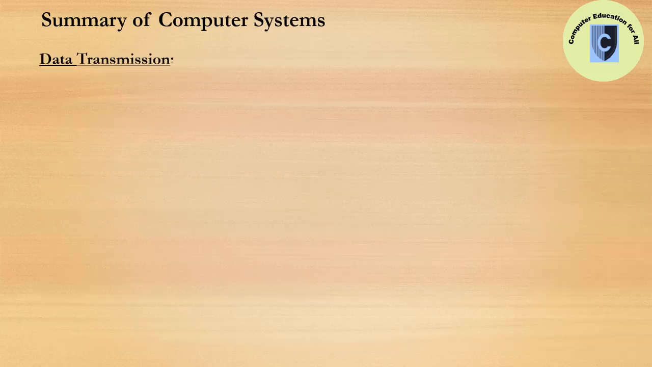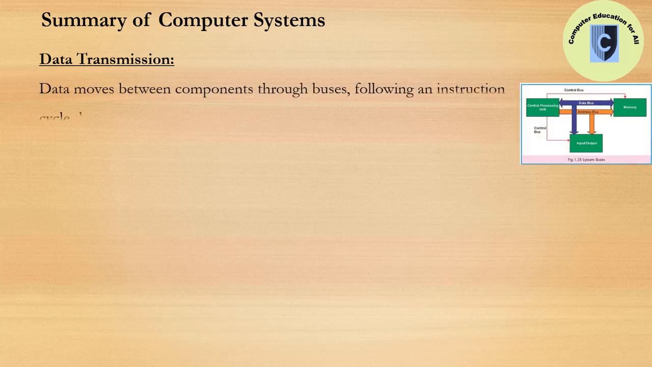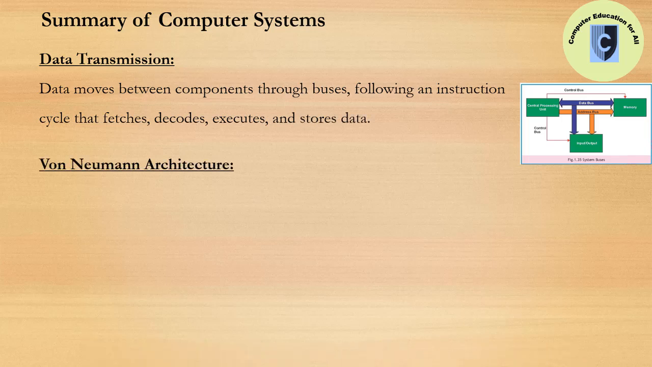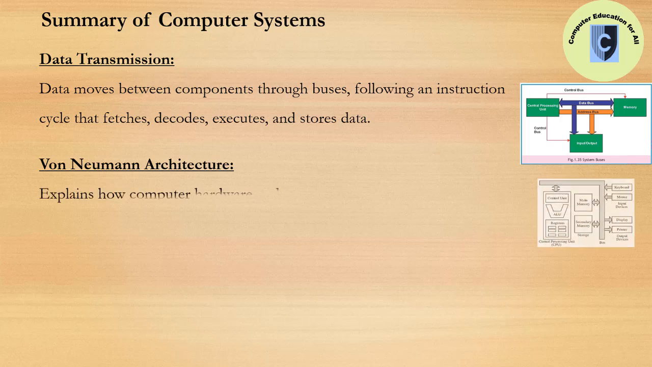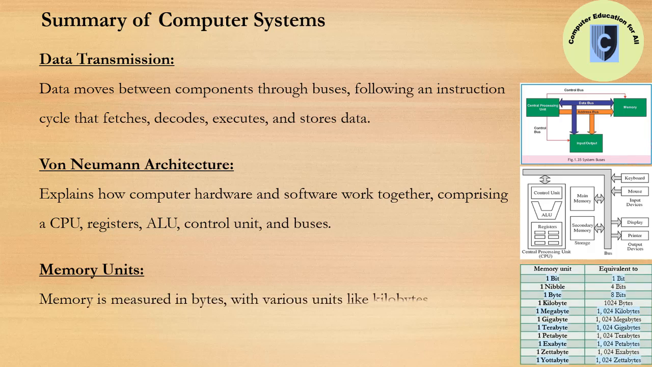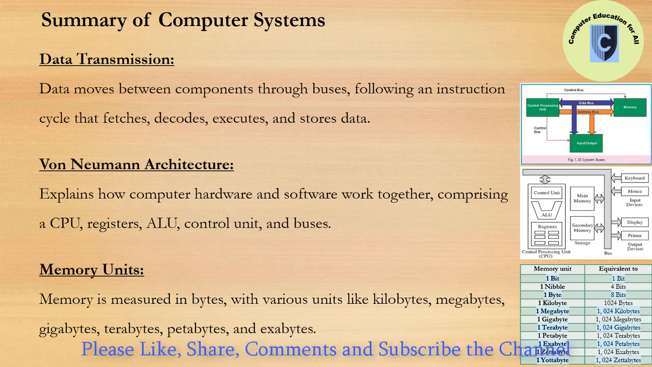Data transmission. Data moves between components through buses, following an instruction cycle that fetches, decodes, executes, and stores data. Von Neumann Architecture explains how computer hardware and software work together, comprising a CPU, registers, ALU, control unit, and buses. Memory units. Memory is measured in bytes, with various units like kilobytes, megabytes, gigabytes, terabytes, petabytes, and exabytes.